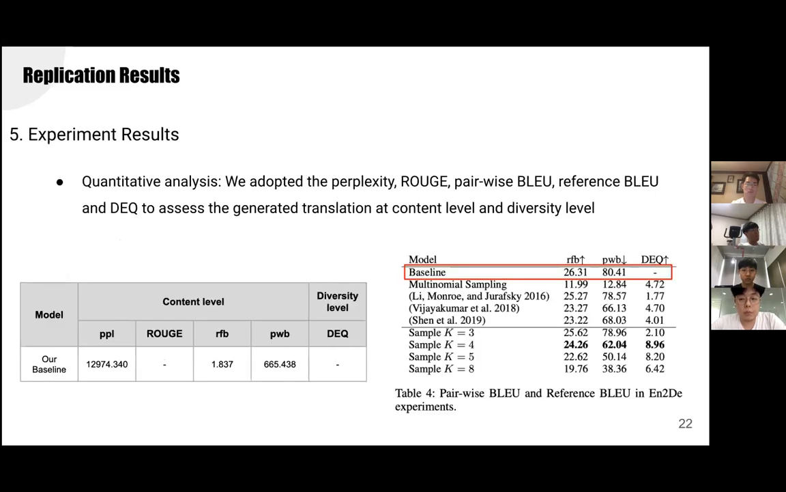And this is our experimental result. First, in the quantitative analysis, we adopted 5 different metrics to assess the generated translation at the content level and diversity level. As we said earlier, we first tried to replicate the result of the baseline, but our baseline did not reproduce the baseline result, with a large gap.